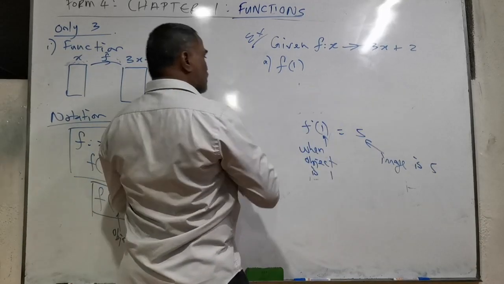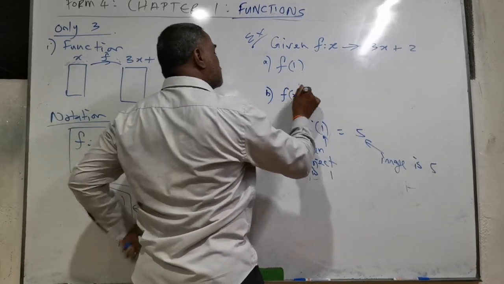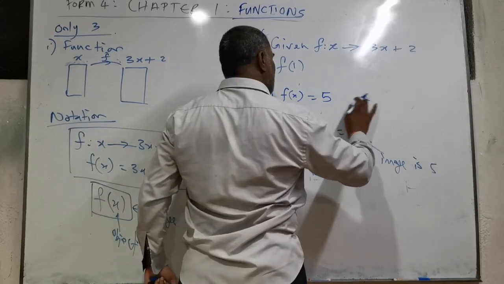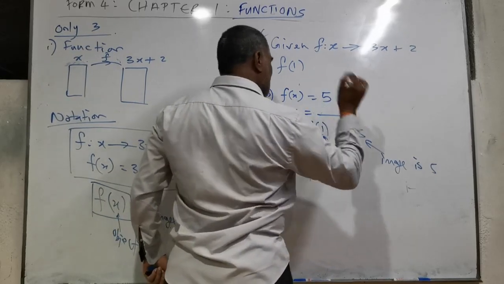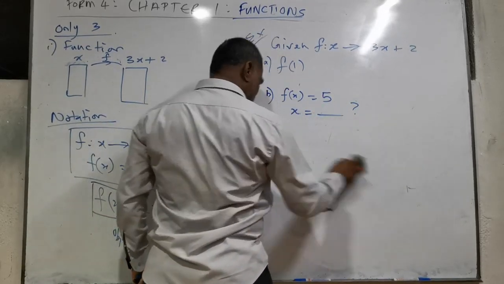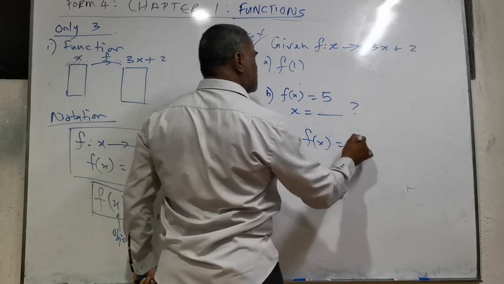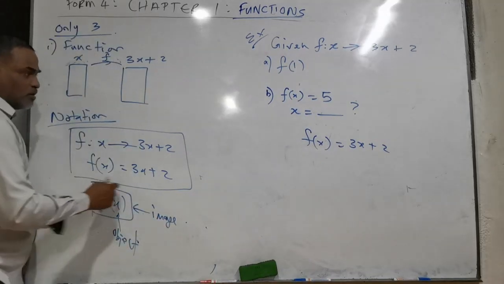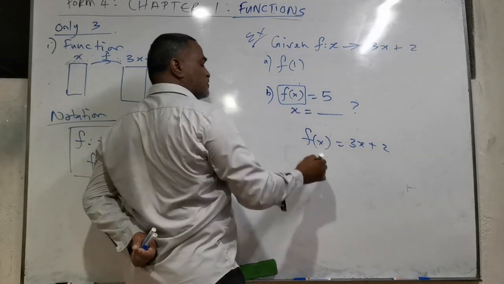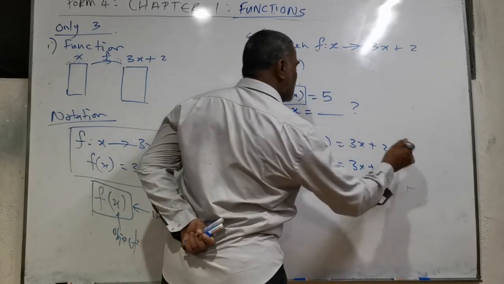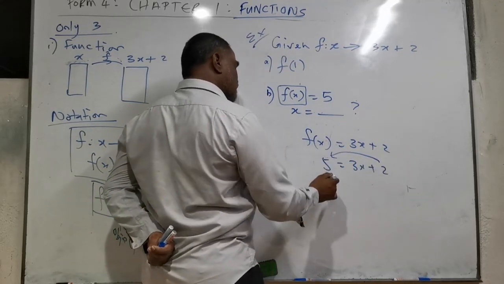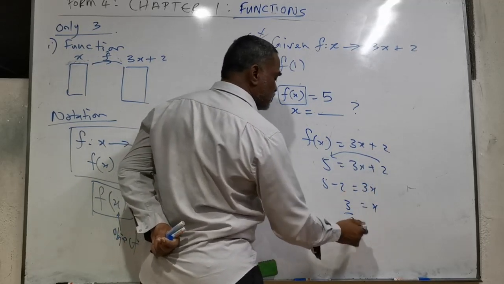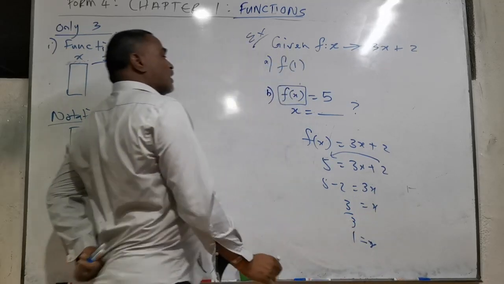Okay, you see B. They give you f(x) = 5 and say find the value of x. For this case, first of all, you must understand f(x) = 3x + 2, where x is called the object and the whole thing is called the image. So the image is 5, and you need to find x. So you need to do a linear equation. Plus 2 bring here, minus 2, becomes 3x = 3. Then 3 times x, bring 3 here to divide, so x becomes 1.